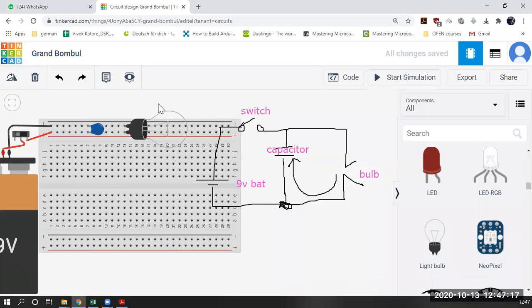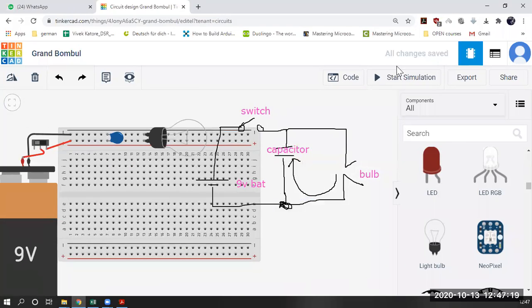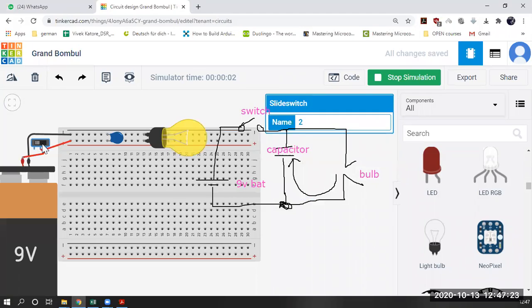Okay, so just like the circuit diagram, I have done the connection. Now you can see when I turn it on, it's working, right? Just like the same circuit.